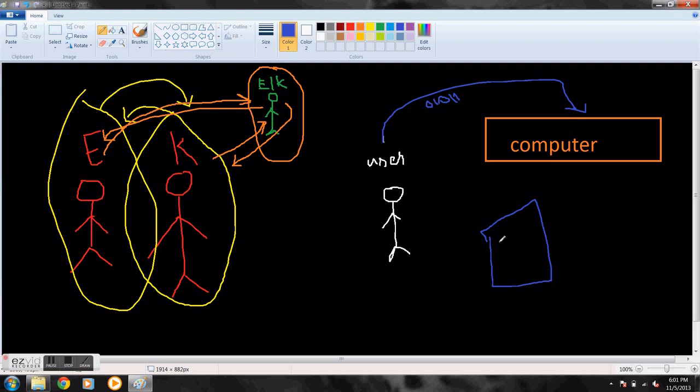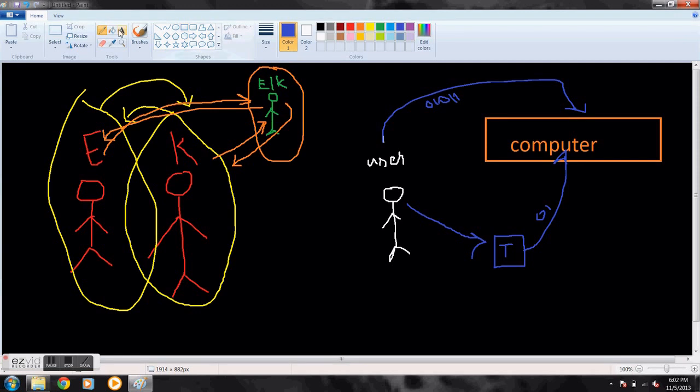So let's assume this is a translator. Now I have a translator, I have a user and a computer. So the translator is in between. We can give it the capability that whatever the user speaks, it translates into the machine code so that the computer understands. So it translates into zeros and ones.